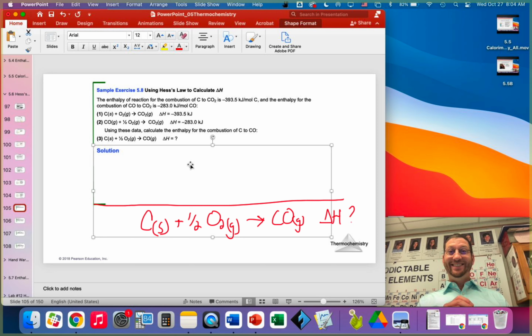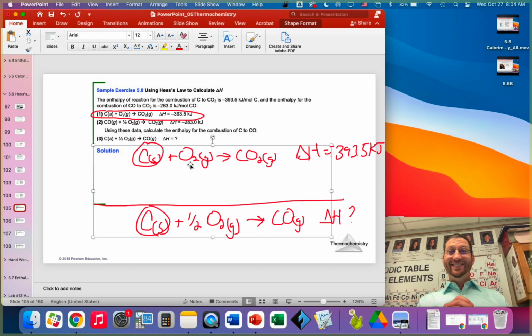So now it's just like a puzzle piece. Because I have carbon on the left-hand side, I'm going to use this first equation as written, because there's one carbon solid in that reaction, and I want one carbon solid in the final reaction. So carbon solid plus O2 gas is turning into carbon dioxide gas, and that gives off 393.5 kilojoules. So that's why it's negative. Now, I simply compare what I want. This is what I want. This is what I have. So that's a good sign.